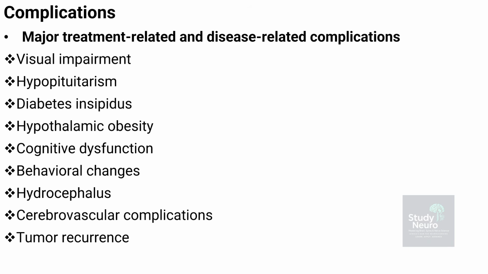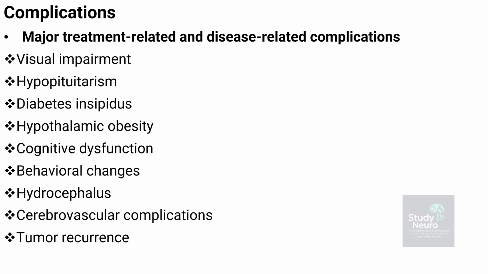Complications can result from the tumor itself or from its treatment. Visual impairment may occur when the tumor or surgery affects the optic pathways, while hypopituitarism develops when normal pituitary function is damaged. These problems can require long-term treatment. They matter greatly. Diabetes insipidus occurs when the body cannot regulate water properly because of reduced antidiuretic hormone function.